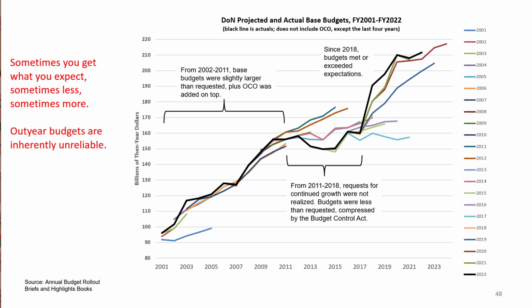Since 2018, budgets have met or exceeded expectations. And so the bottom line here is sometimes you get what you expect, sometimes less, sometimes more, and that out-year budget plans are inherently unreliable. And when we talk about budgeting in our PPBE system, we'll talk about what we have to do with that rolling 5-year plan in these environments after 2011. The environment before 2011 was sort of the ideal perfect world where we were getting as much money as we expected and we could carry out those plans. Those other periods of time, we either had to defer plans or accelerate plans.